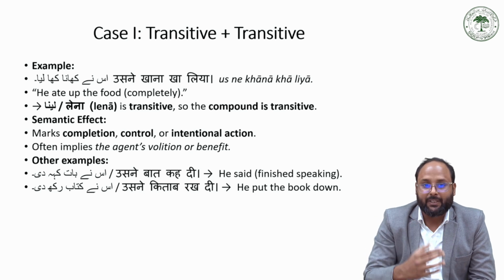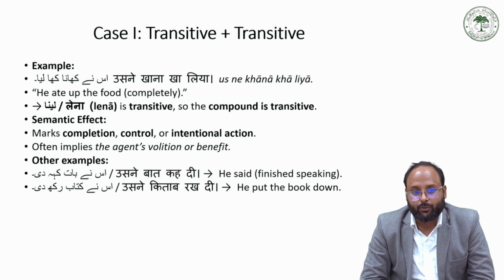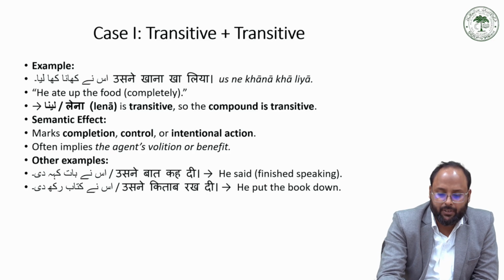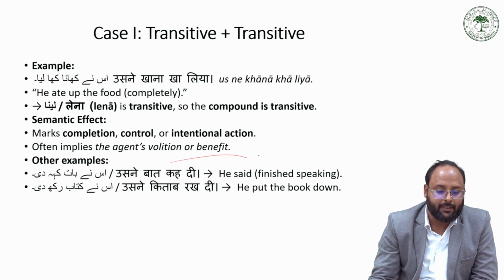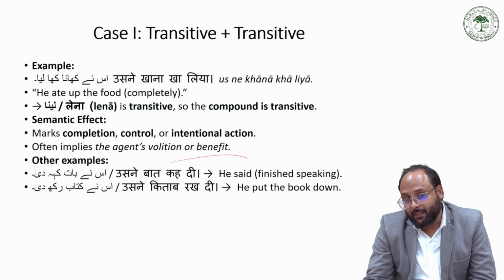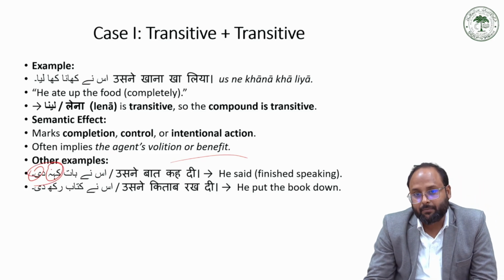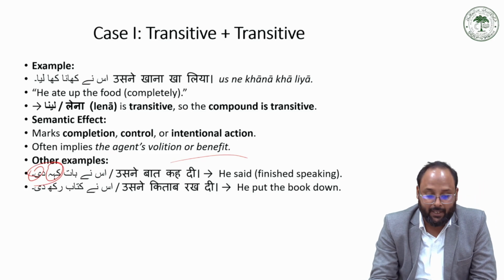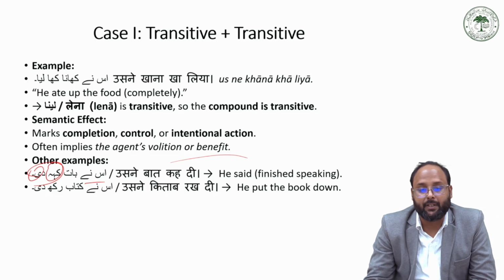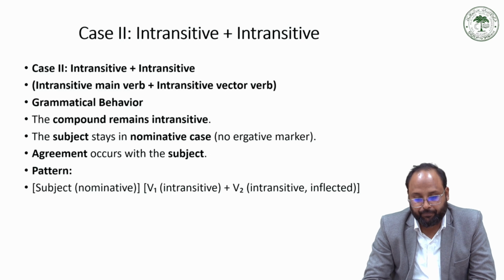Now this is the example of kha. Semantically it gives the meaning of completion, control or intentionality, and often implies the agent, volition or benefit. And there are other examples: उसने बात कह दी, उसने किताब रख दी. So दी is transitive, कह is also transitive, both are transitive, and it is in the perfective aspect, so it will take the ne marker. The same case with उसने किताब रख दी.